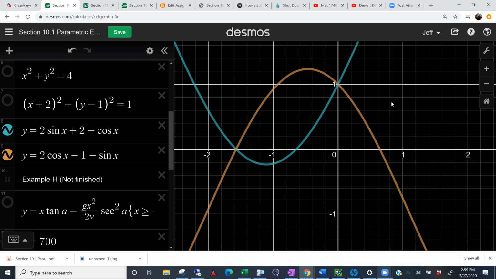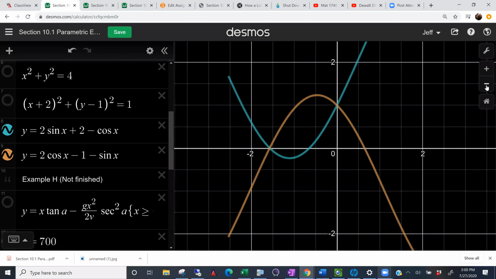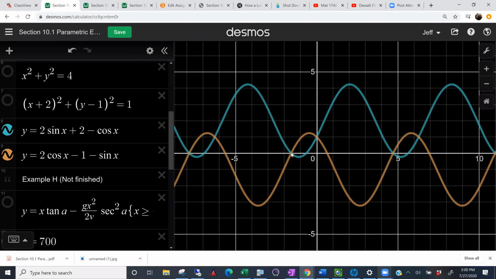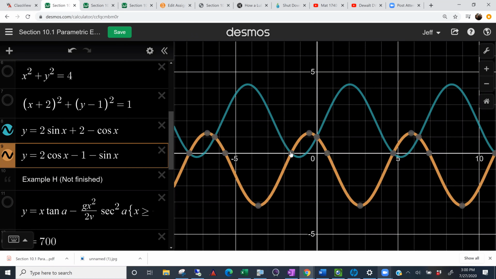So let me zoom out a little bit so you can see more of this repeating pattern. But there's not too many places where they're both 0. They're both 0 here, and they're both 0 here, but they're not both 0 here. Only one of them is 0. So at every 3 pi over 2 plus or minus multiples of 2 pi, you're going to see a place where they both cross.